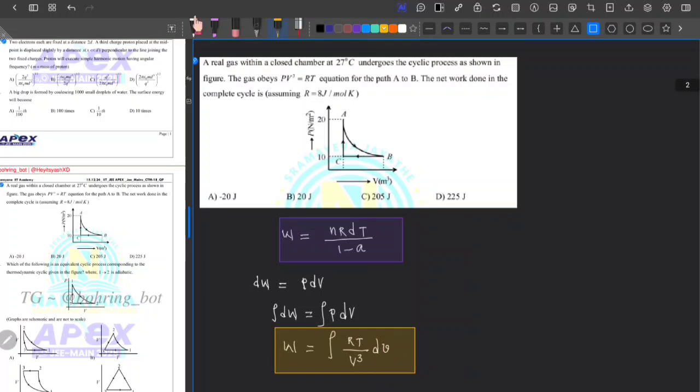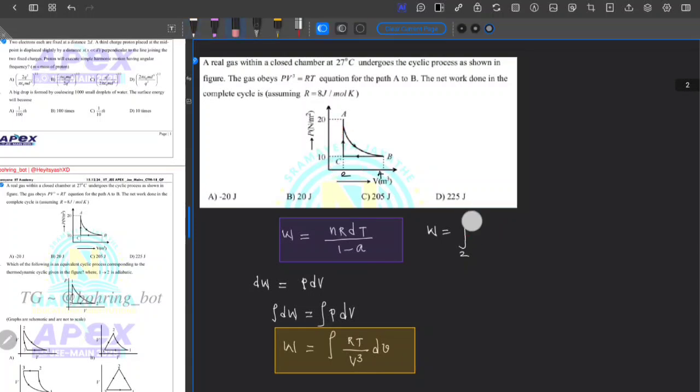Right? So there is a mistake here on the values. There is some printing mistake. This value is 2 and this value is 4. Clear? So now let's go with the calculations. Therefore W is equal to the integral from where to where? From 2 to 4, A to B.